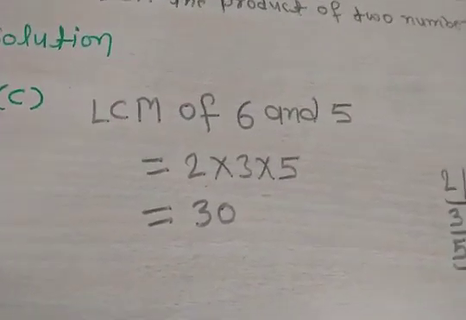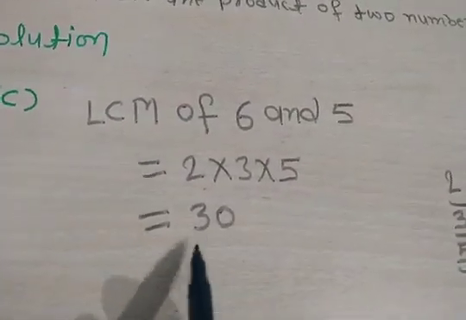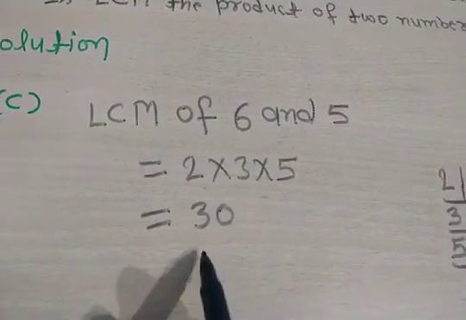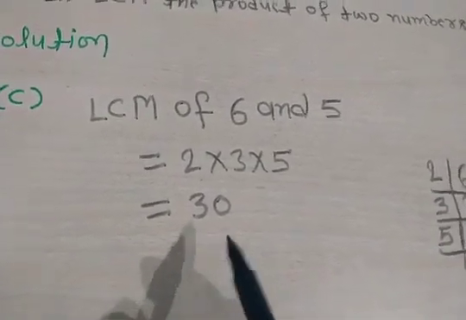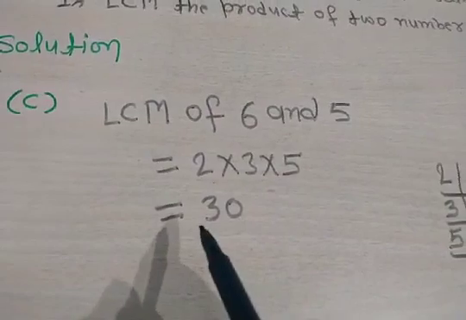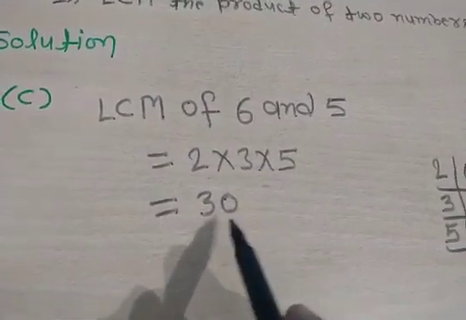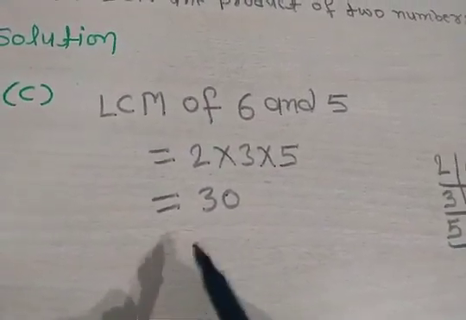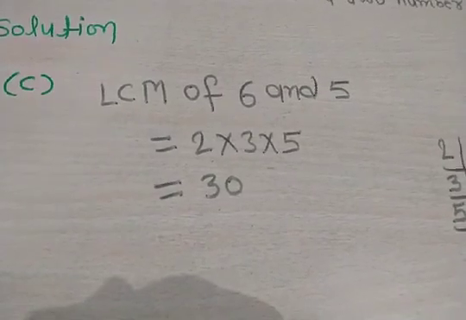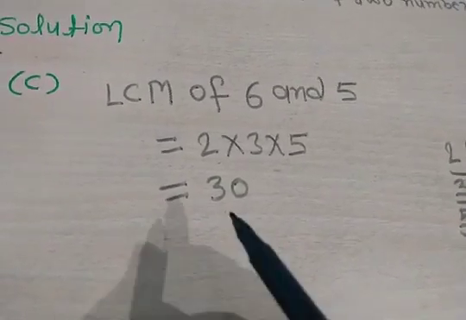Okay, so LCM of 6 and 5 is 30, and the product of 6 and 5 is 30. Okay, so it is co-prime, the product of 6 and 5. This is LCM of 6 and 5. So co-prime numbers have their product as LCM.